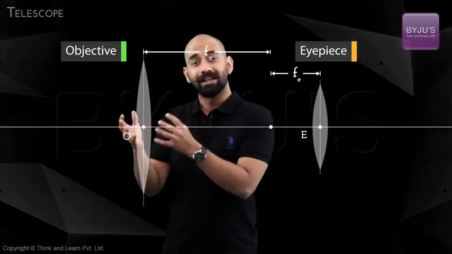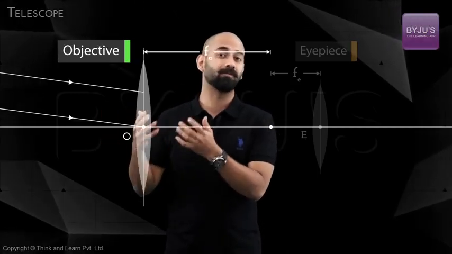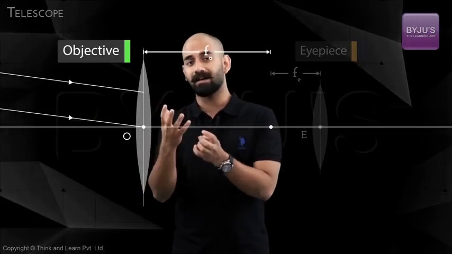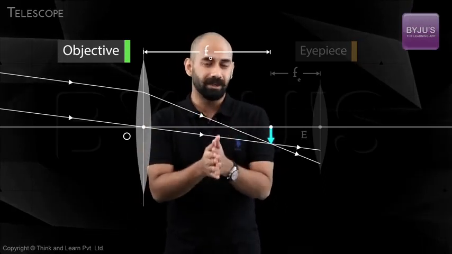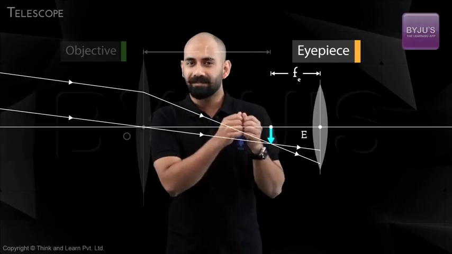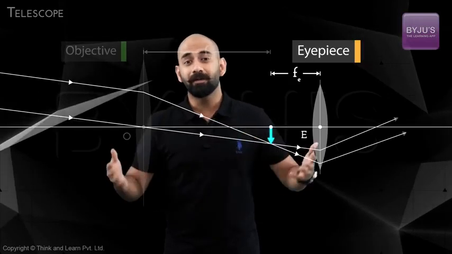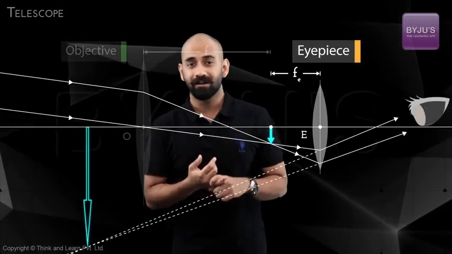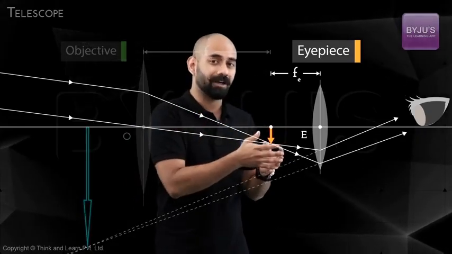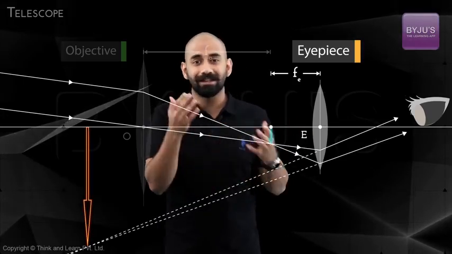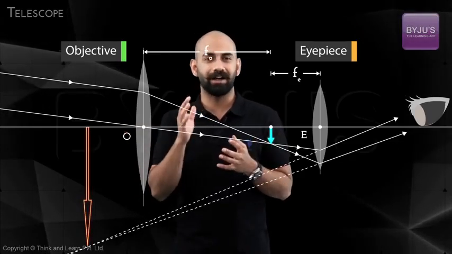What happens is, the objective receives parallel rays because the object is extremely far off, so it's almost at infinity. These parallel rays are focused by the objective, and it forms a real, inverted and diminished image. Now the eyepiece is placed in such a way that this image is formed at the focus of the eyepiece itself. So the eyepiece forms a virtual, inverted and magnified image of this particular image. Why? Because this image acts as an object for the eyepiece, right? And why is the image inverted? Because this image also is inverted. So as I said, you finally end up having a virtual, inverted and magnified image.